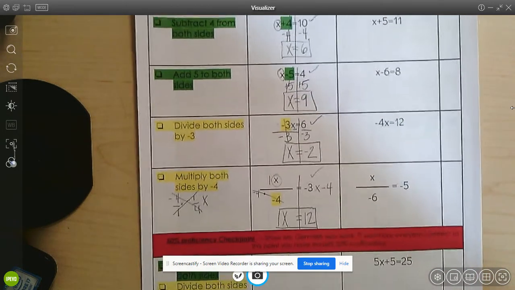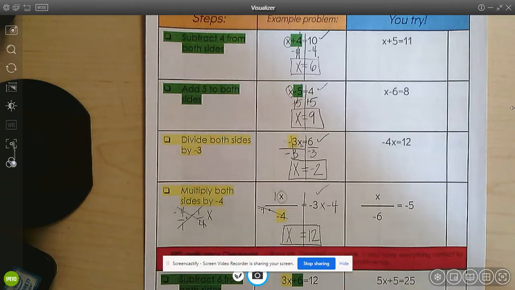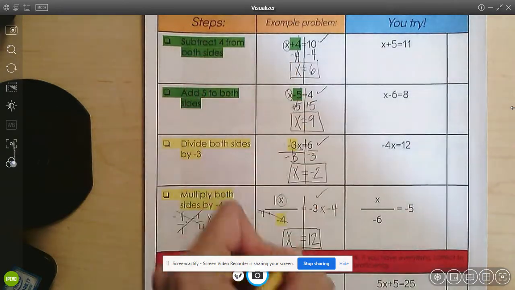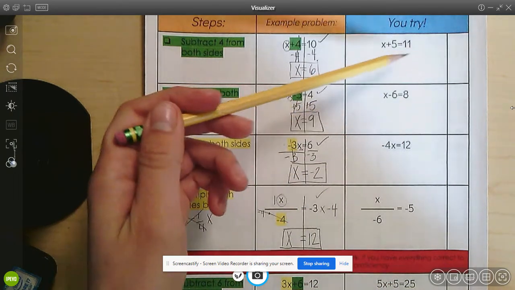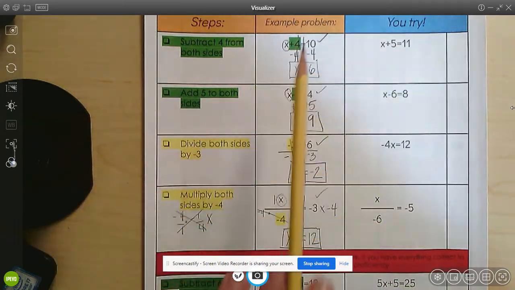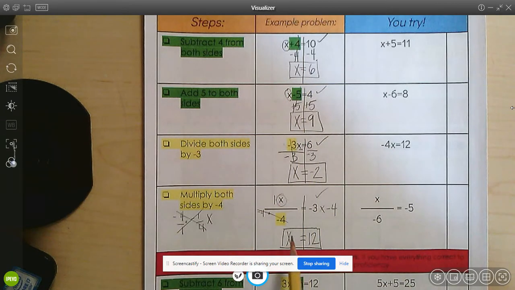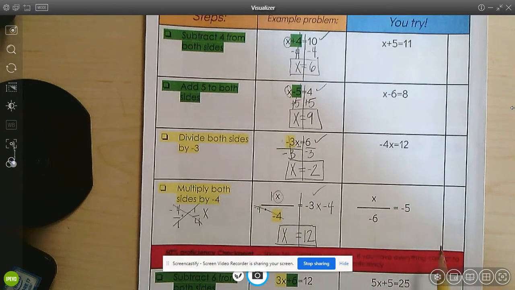Okay, make sure that you have every step shown for the example problems. If you don't have all of this, you are not going to be able to reach your proficiency checkpoint and move on. So now your job is to complete these U-tries. You can use the example problems as guides and examples, but you do need to use the numbers that are given. Show your work in the box. Make sure you put a box or circle around your final answer.